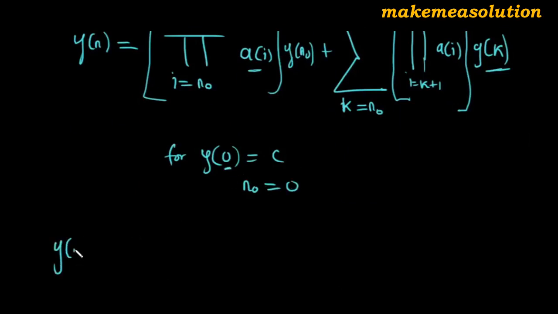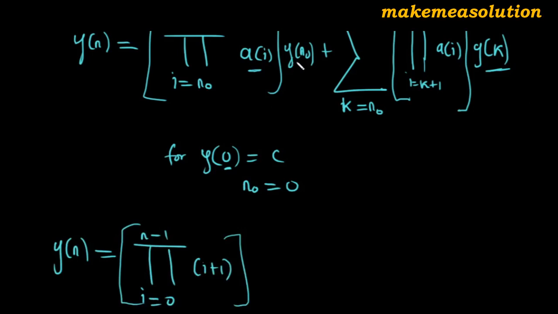So my y of n is now going to be what? I have the product from i equal to 0 to n minus 1. So a of i is i plus 1, like we solved earlier. Then we now have our y naught. Our y naught is c. That's our initial condition.